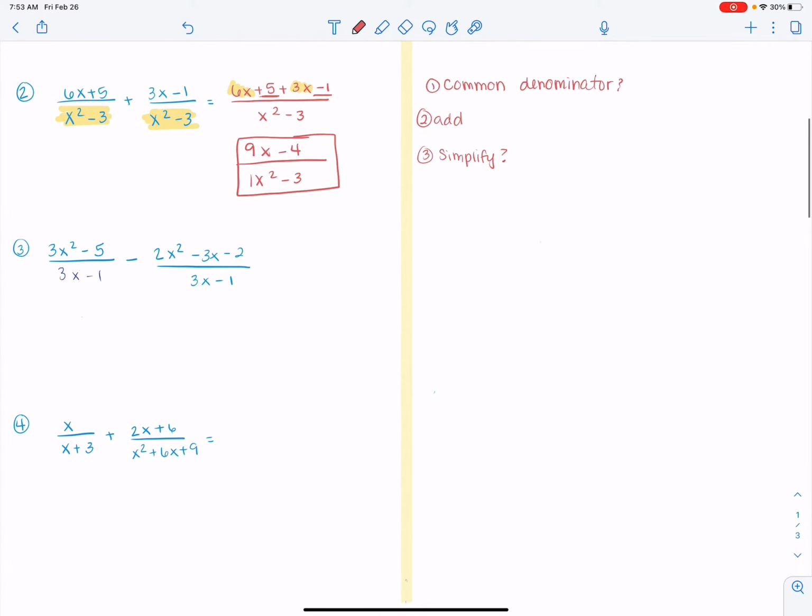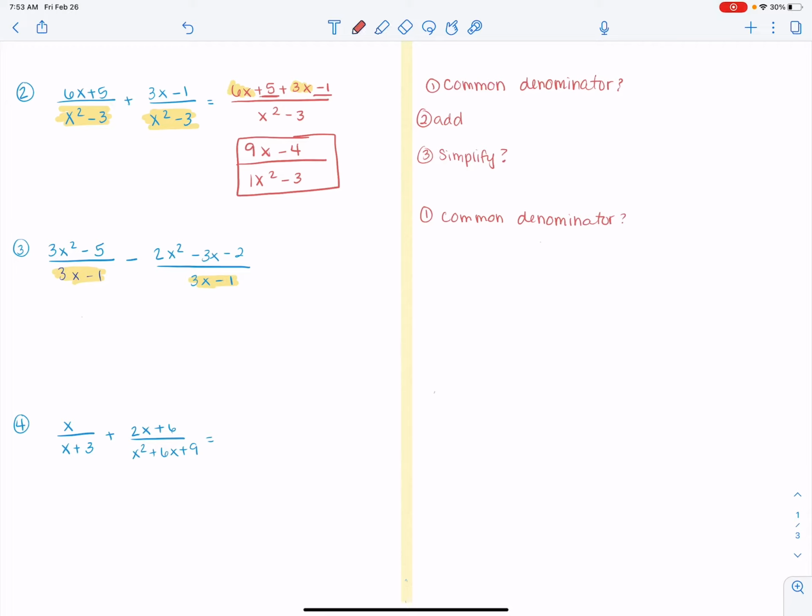All right, number 3. First, do we have a common denominator? 3x minus 1, 3x minus 1, and we do. Okay, so we're going to subtract.